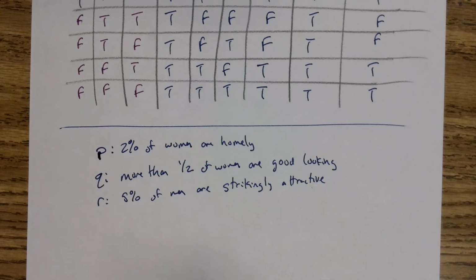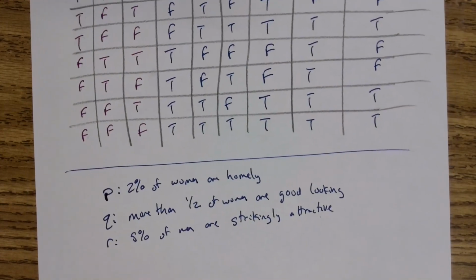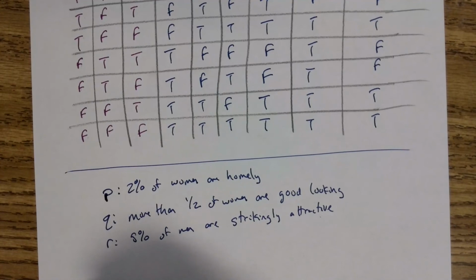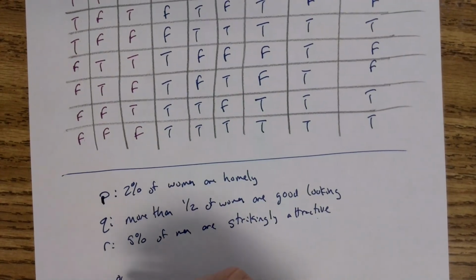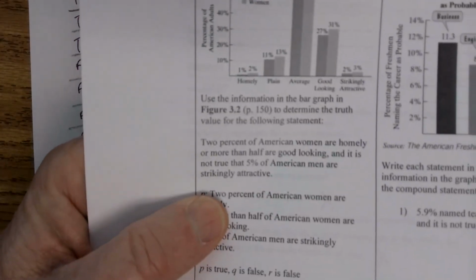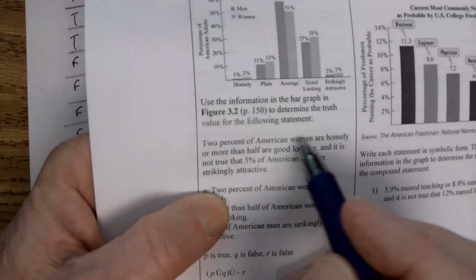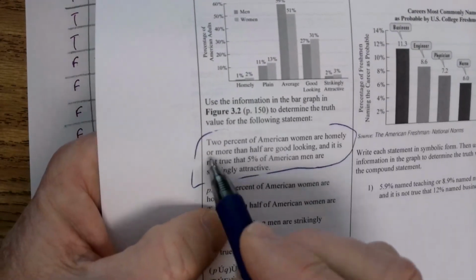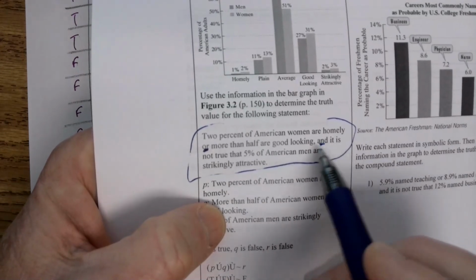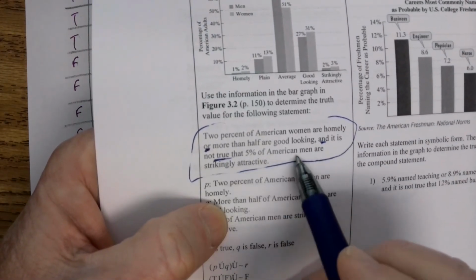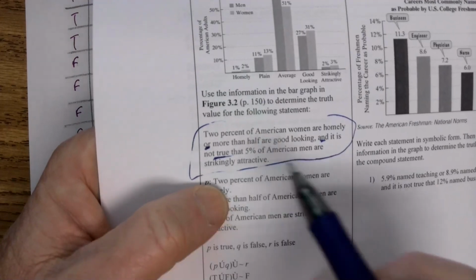Here's what we want to find out. Ready? We want to find out: 2% of American women are homely, or, and there's an important word here, more than half are good looking, and it is not true that 5% of American men are strikingly attractive. It's in your notes.